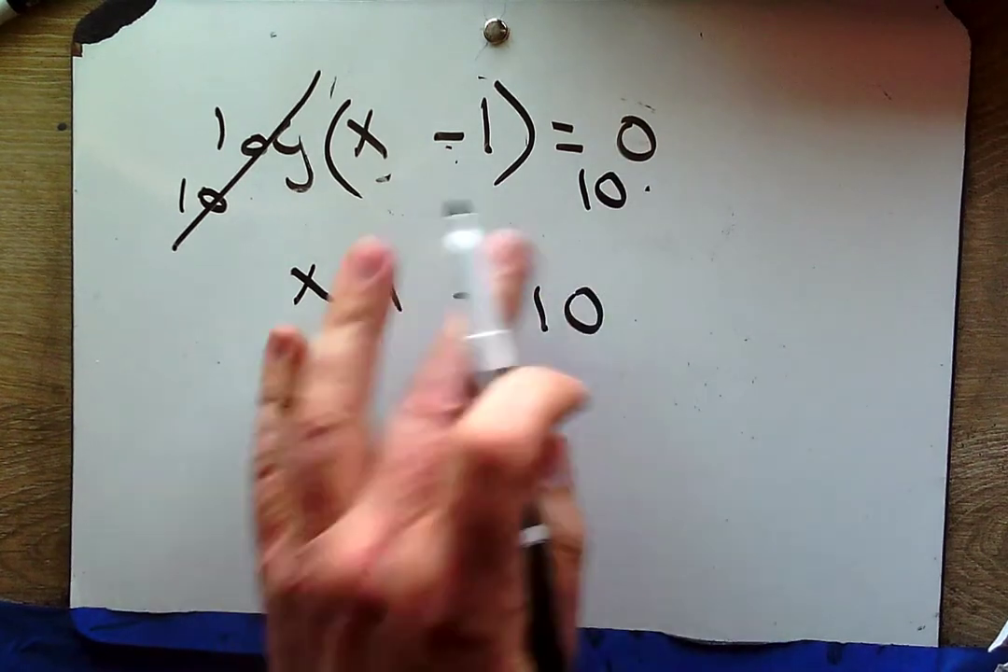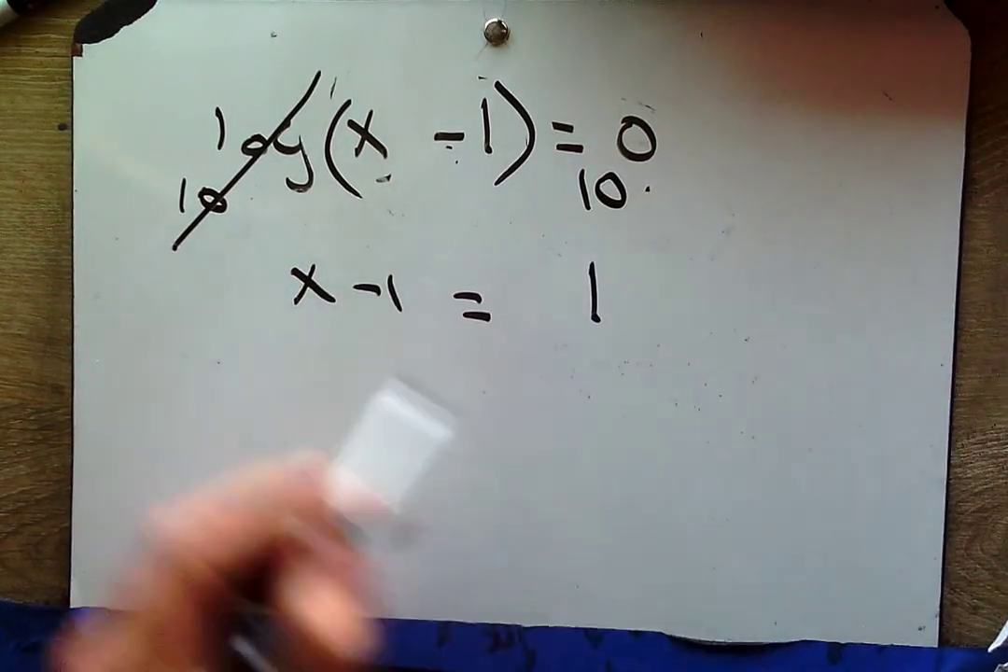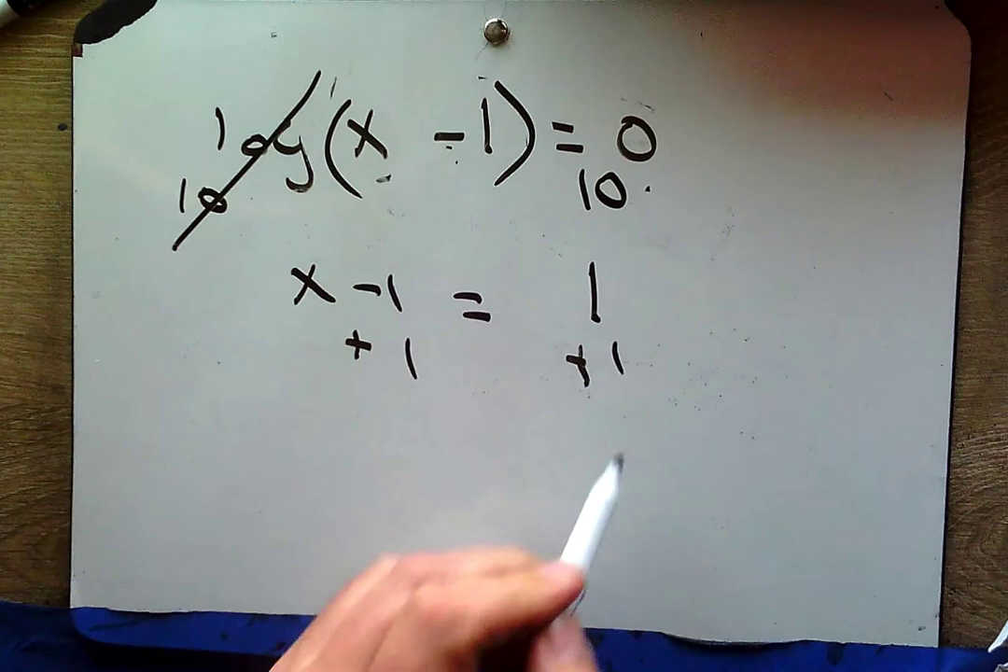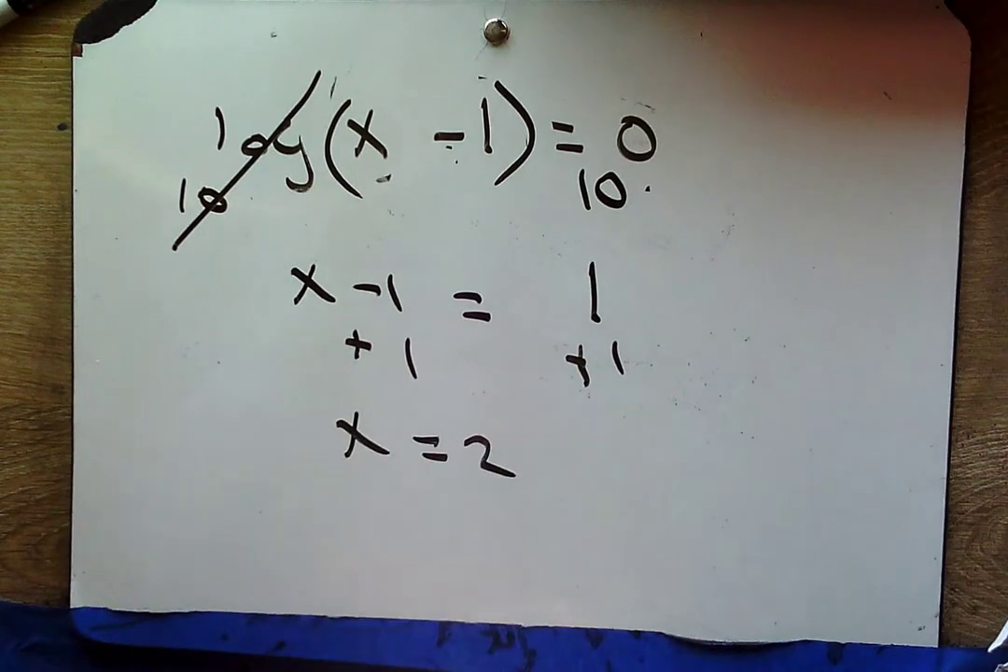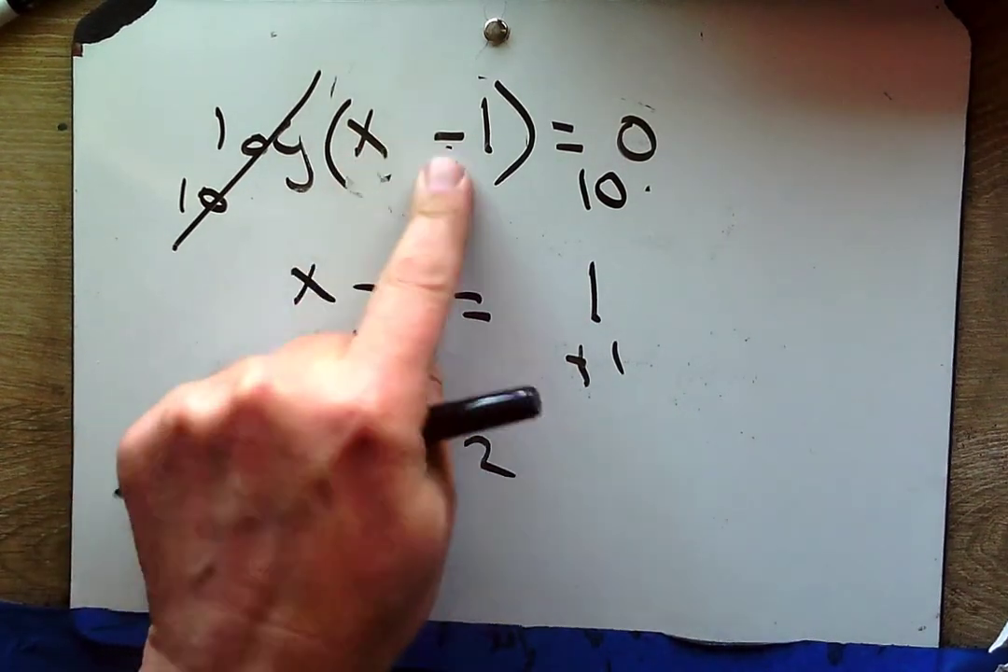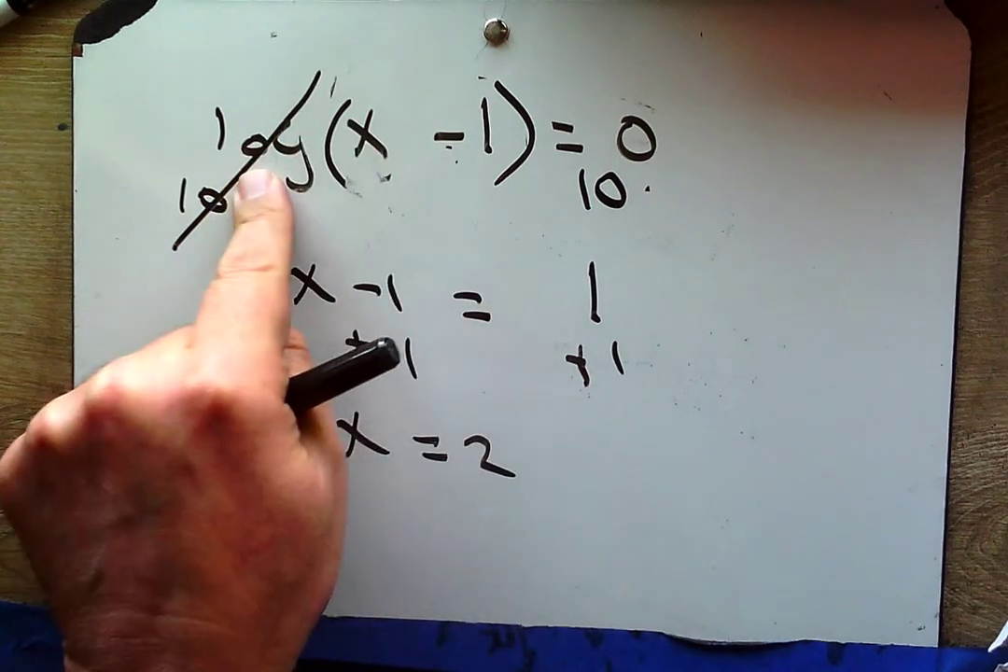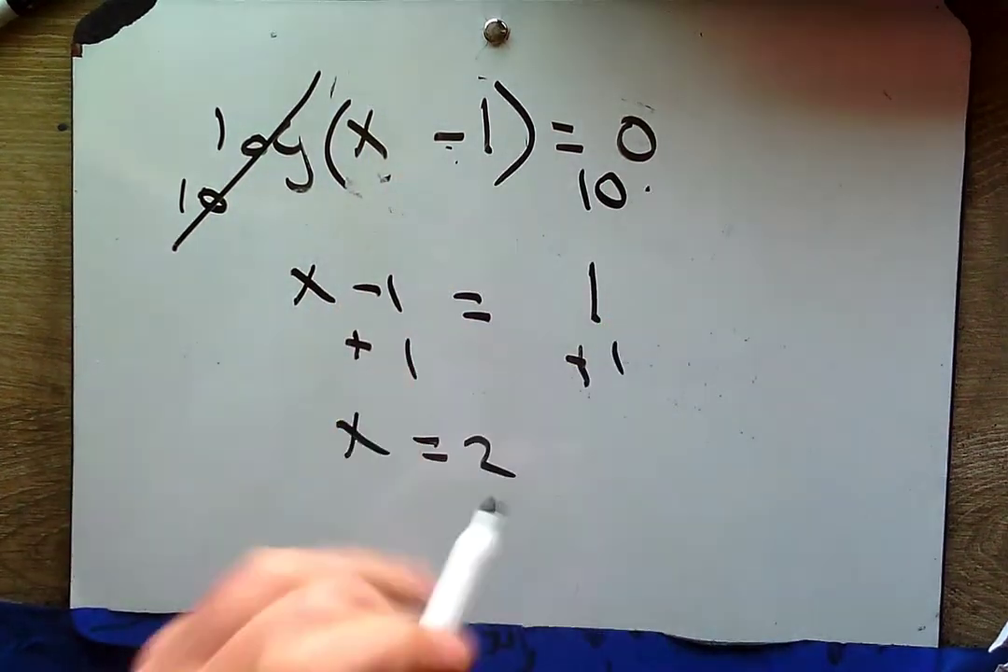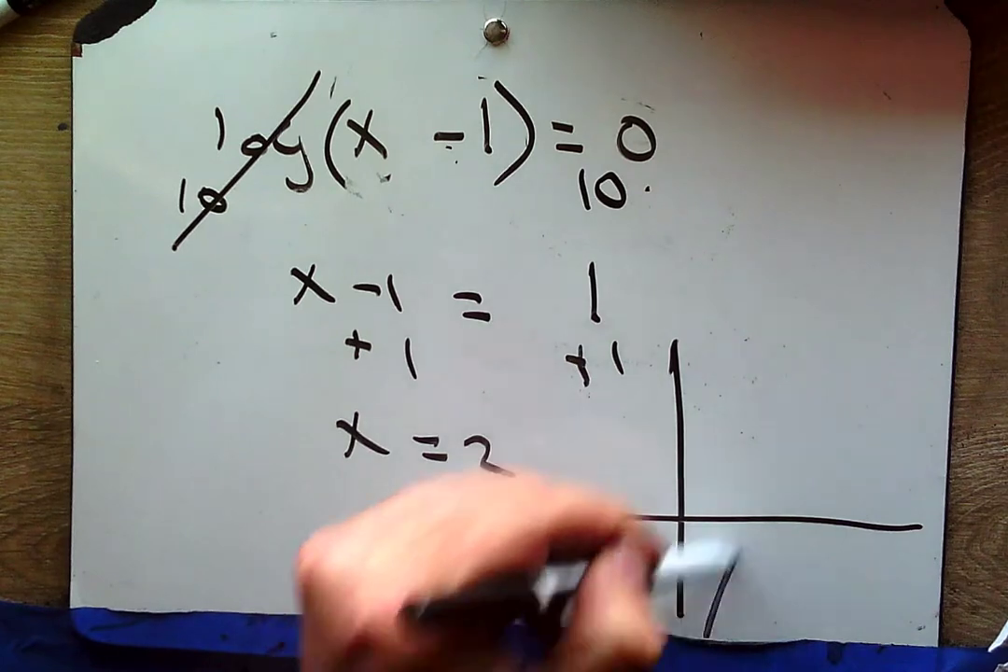10 to the 0? Ooh, 10 to the 0 is 1. Plus 1, plus 1, x equals 2. If I plug a 2 in here, 2 minus 1 is 1. The log of 1 is 0. Sure it is. We've seen that on our graph.